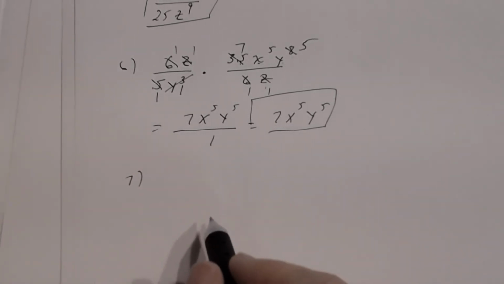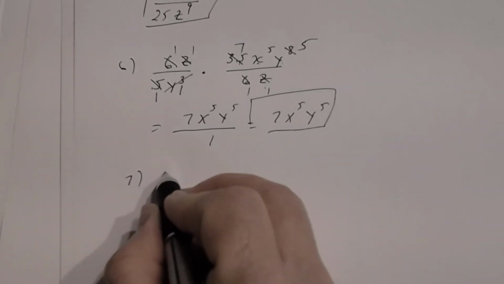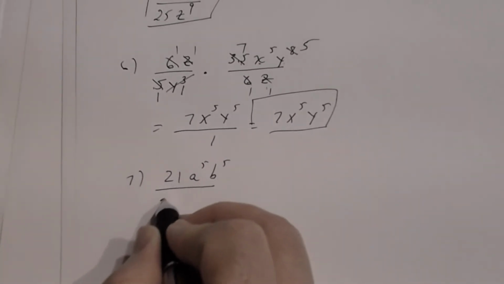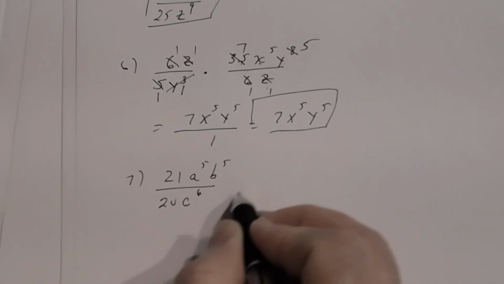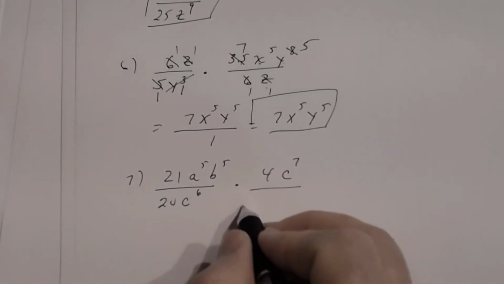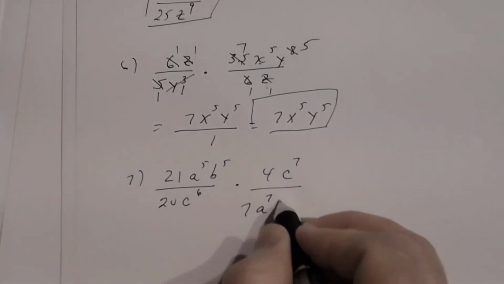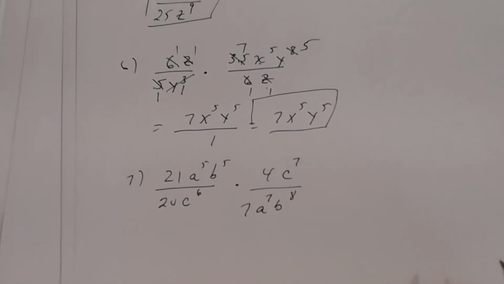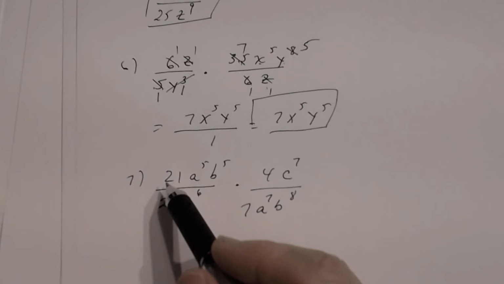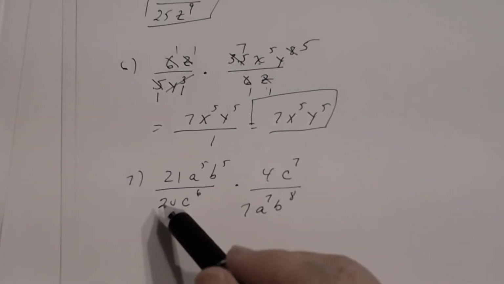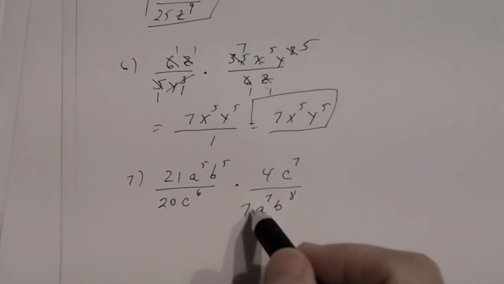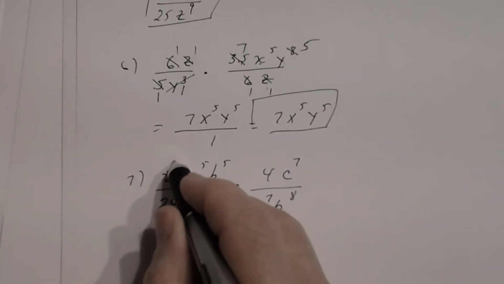So number 7, you're going to have 21 a to the 5th b to the 5th, divided by 20 c to the 6th, times 4 c to the 7th, divided by 7 a to the 7th b to the 8th. All right, so again, look at the 21. The first factor is 21. Will 21 reduce with anything on there? Yeah, the 20, that's a 20. I thought it was 24. So that's a 20. Yeah, the 7, right? So 7 to 7 is 1. 7 to 21 is 3.